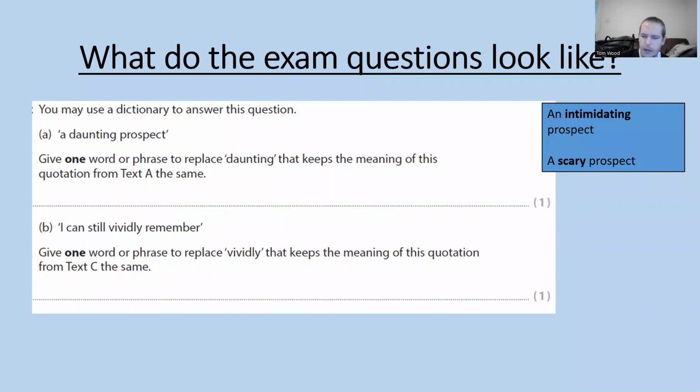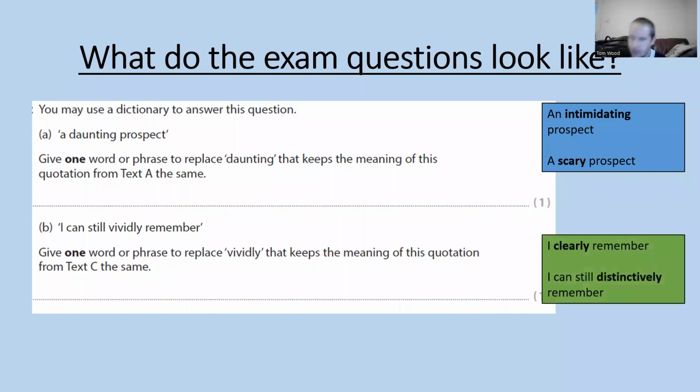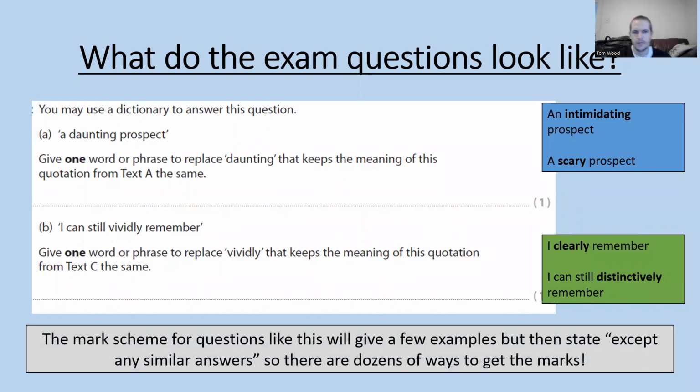"I can still vividly remember." So this is going to be the idea of, I still clearly remember. I can still distinctly remember. I very clearly remember. Something to this kind of effect. Okay, and again, like I said, sometimes it can be a little bit more difficult if we don't have the actual context of the full text. But again, in the exam, we would have the full text to refer to if we wanted to. This is to show us what these look like in general.